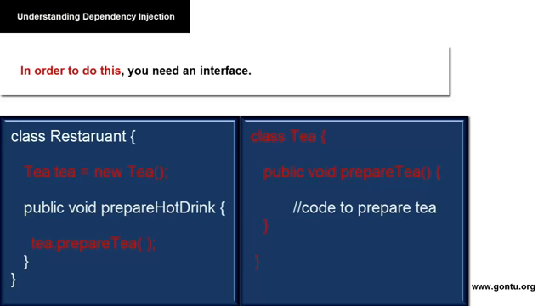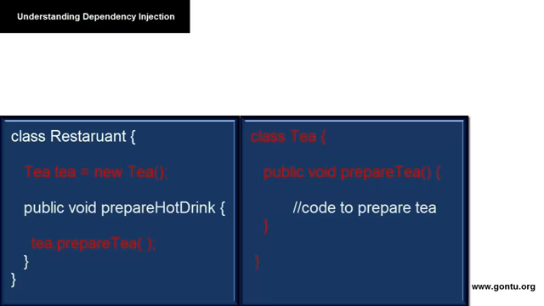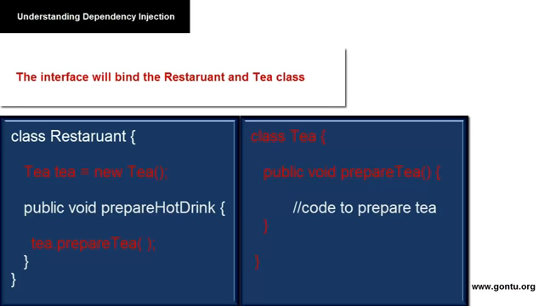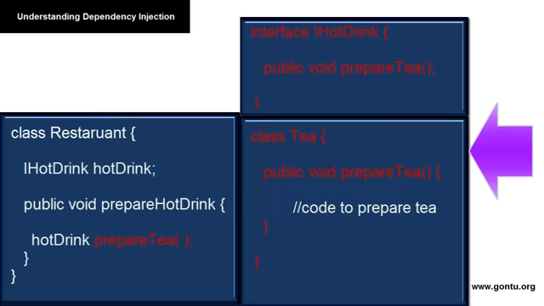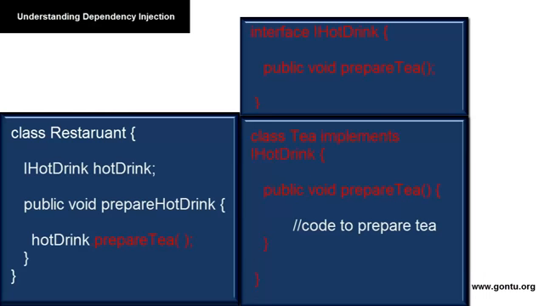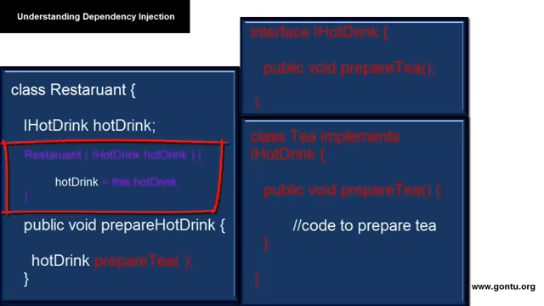In order to use such a third-party program, you will need to change the class's design also by introducing an interface in your project. You will use an interface which will bind the restaurant and tea class. Let's write an interface HotDrink. The restaurant class will use this interface instead of the tea object, and the tea class will implement this interface. In the restaurant class, you will write a constructor or a setter method using which the third-party program will initialize the value of the HotDrink interface with the tea object.